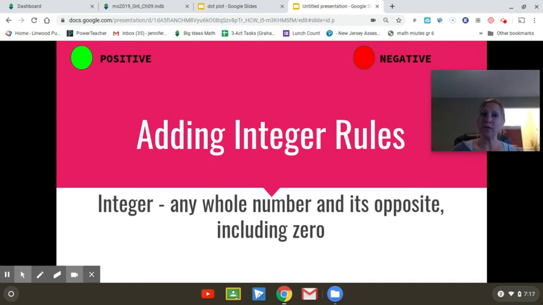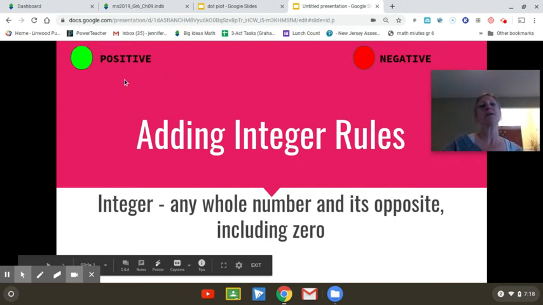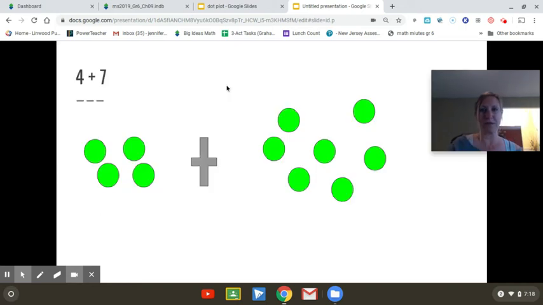So, of course, an integer is any whole number and its opposite, including zero. And you can see I have two different colored integers represented here by different colored chips. Anytime you see a green chip, it's going to represent a positive integer, and a red chip will represent a negative integer. So we're going to start off really easy, not to insult your intelligence on this first problem, but just so you can recognize how the integers are going to be shown.